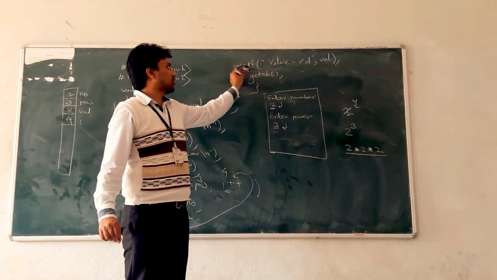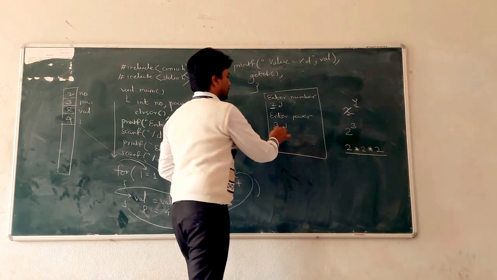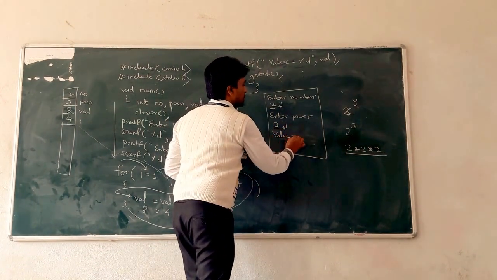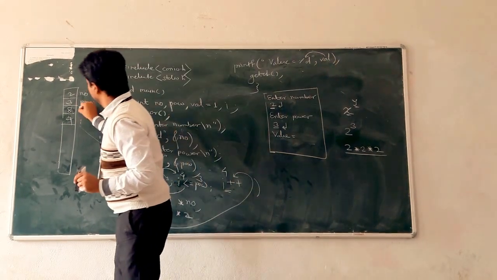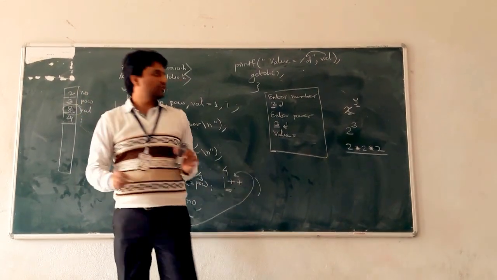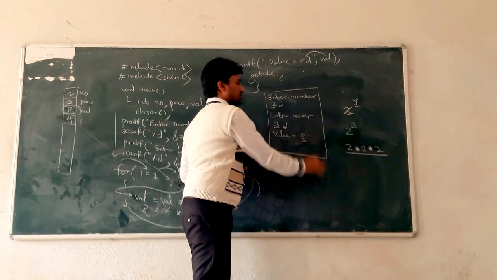Okay, so the next line after the for loop is the printf: value is equal to, what is the value? This value is taken from here. What is the value? 8.